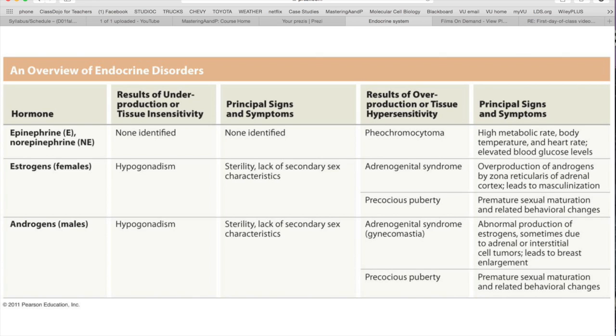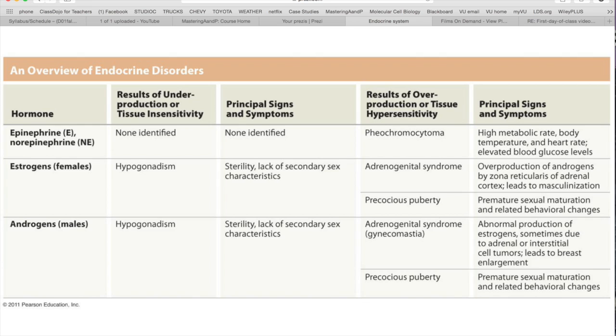The last few are epinephrine and norepinephrine. Nothing identified for underproduction of epinephrine, so apparently nobody in the world has that problem. Overproduction leads to what's called pheochromocytoma, very high metabolic rate, high temperature, increased heart rate, and elevated blood glucose levels.